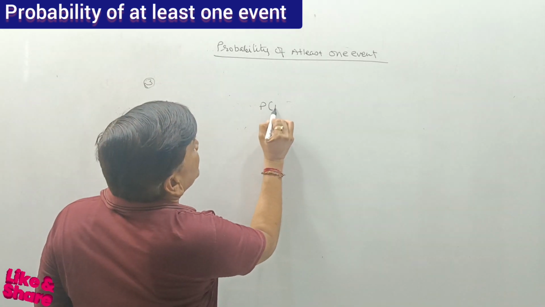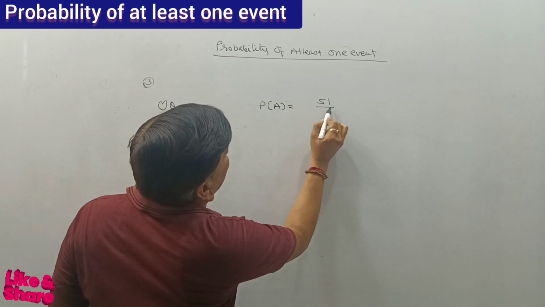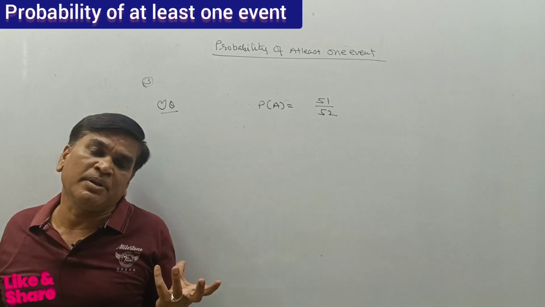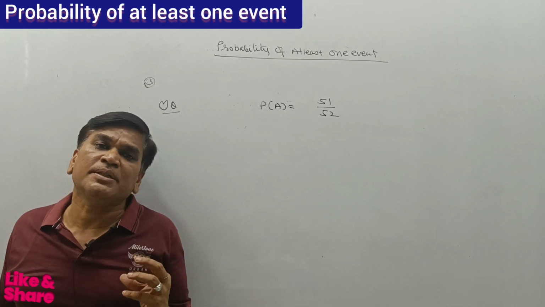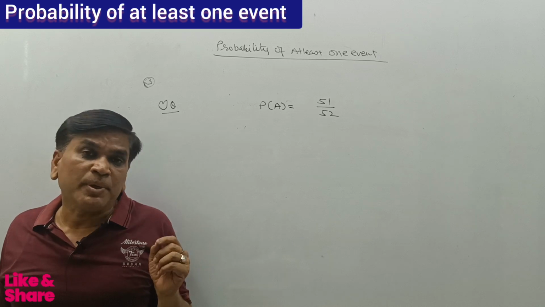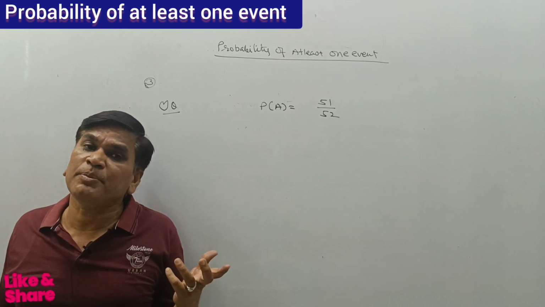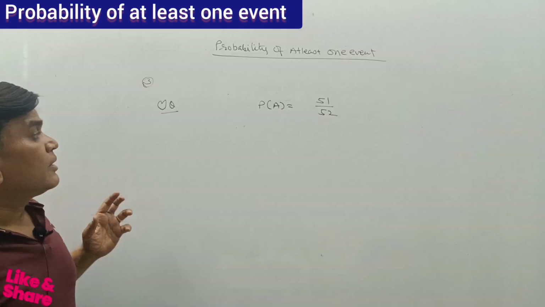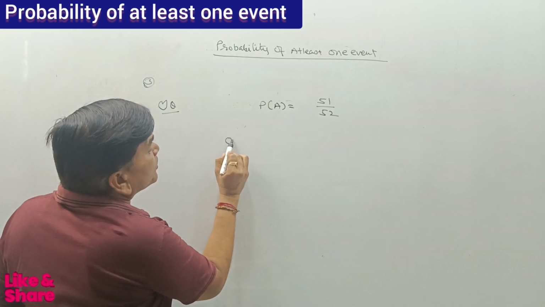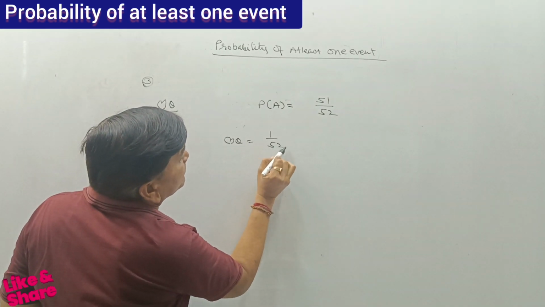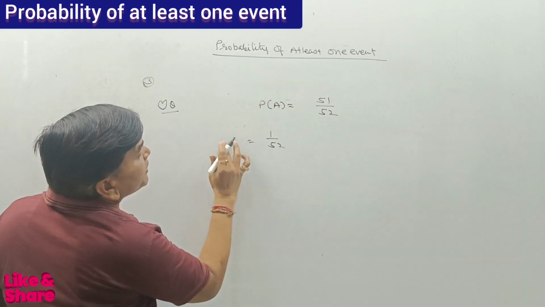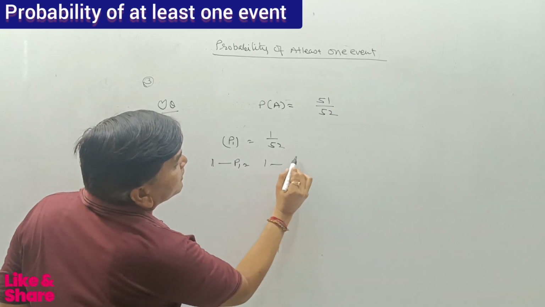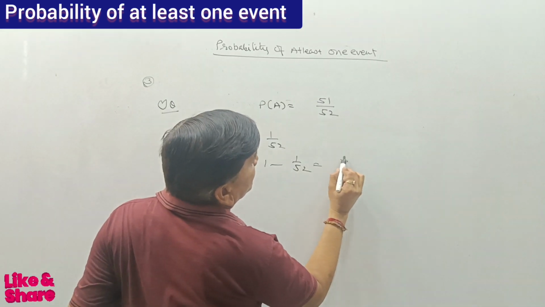Probability of not getting queen of heart, that is 51 upon 52, because the queen of heart is only one in a pack of 52 cards. So the probability of getting queen of heart from a pack of 52 cards is 1 by 52. Firstly, getting the queen of heart, that is 1 by 52, and not getting, 1 minus p1, that is 1 minus 1 by 52, so that will be 51 by 52.